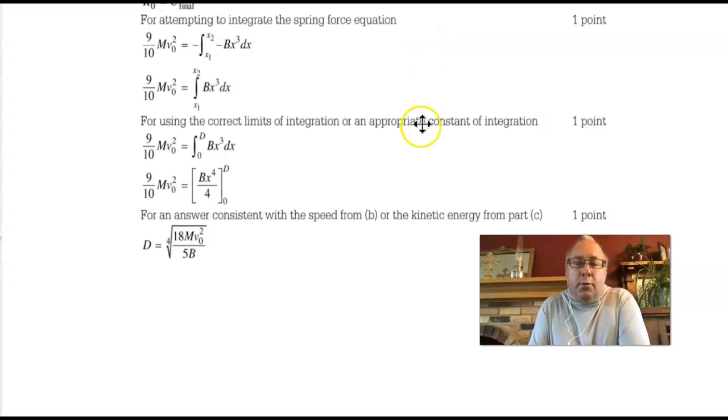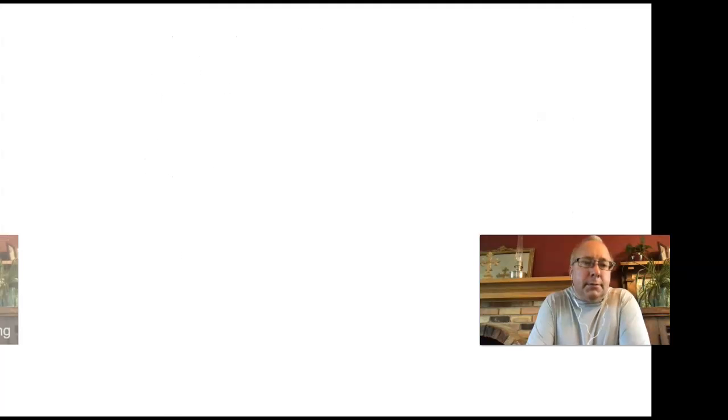So notice all that work that you show is worth 3/4 of the points for this part of the problem. It's only 1 point for getting the right answer for the expression. So make sure you're just doing a good job writing out your work and showing the main ideas, even if you're not confident in the integral or something like that. All right, let's keep moving on.